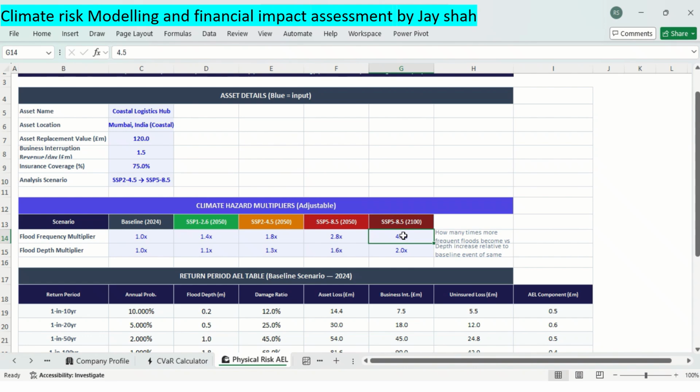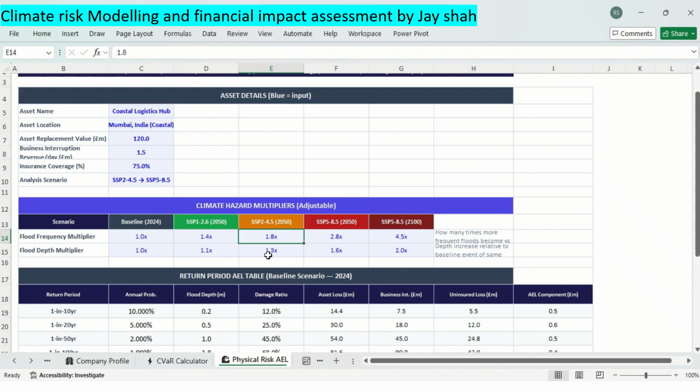And for SSP2-4.5, when floods occur, they are 25 percent deeper than a baseline event of the same return period. This shifts all events up the depth-damage curve, significantly increasing damage ratios, and similarly for the last scenario, SSP5-8.5.